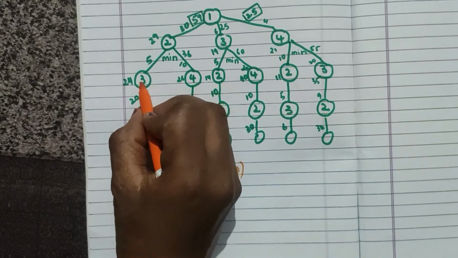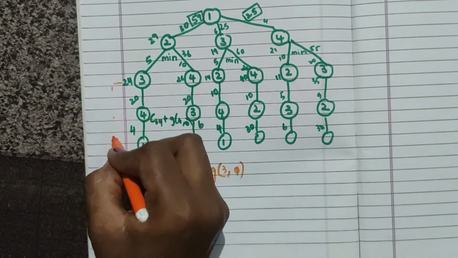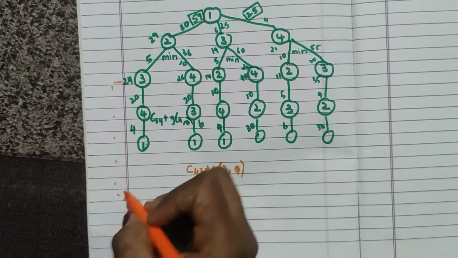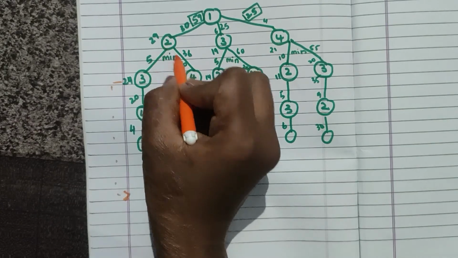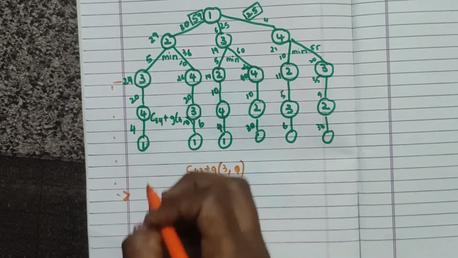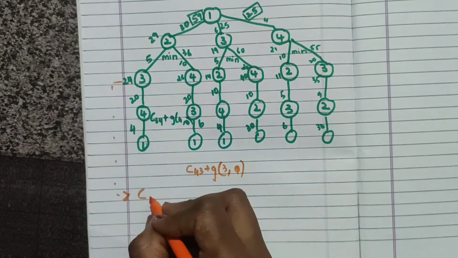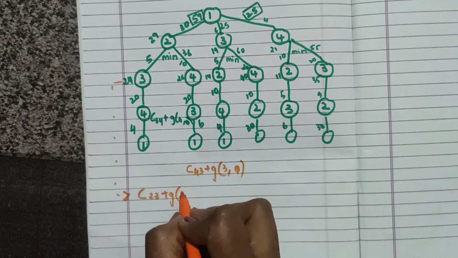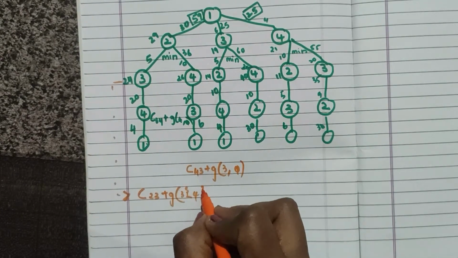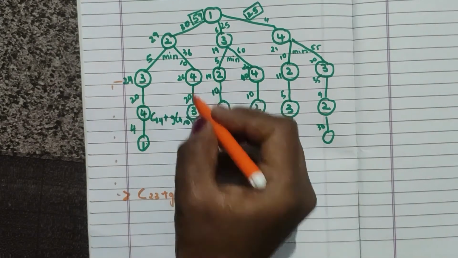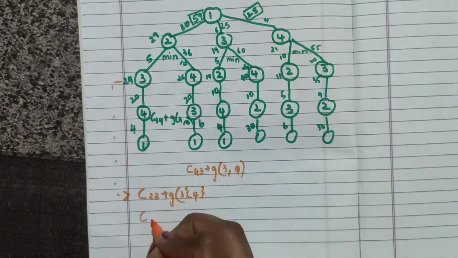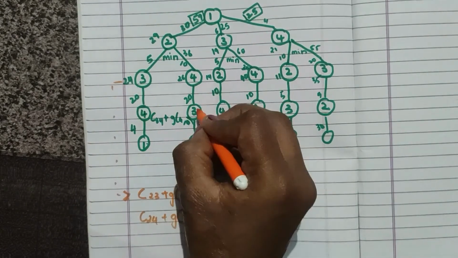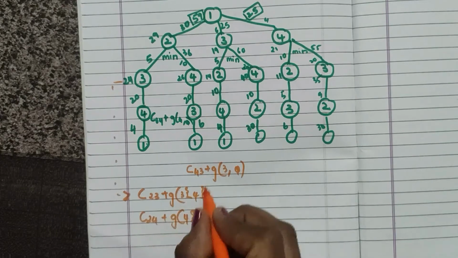Now we'll move on with this stage. So for this stage, we'll write here. Now here what you have to do is, now here you have 2. So this is divided in 2. So here you have to do like this. The cost of 2 to 3 plus g of 3, open the bracket, 4. Because you have 4 here. Now let's write for this. So the cost of 2 to 4 plus g of 4, open the bracket, 3. So this is how you have to write for this stage.